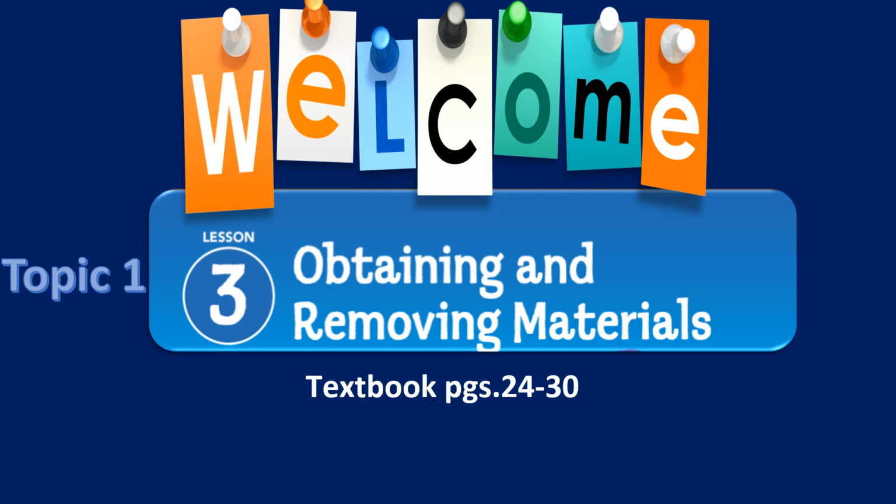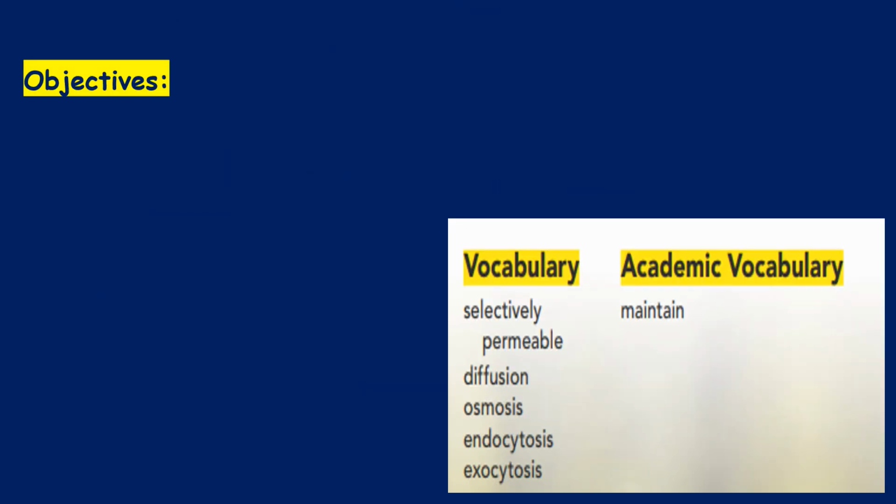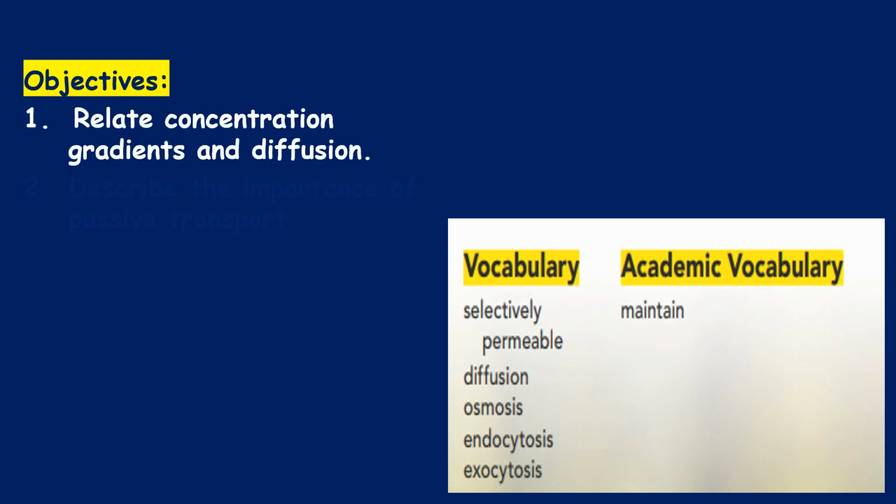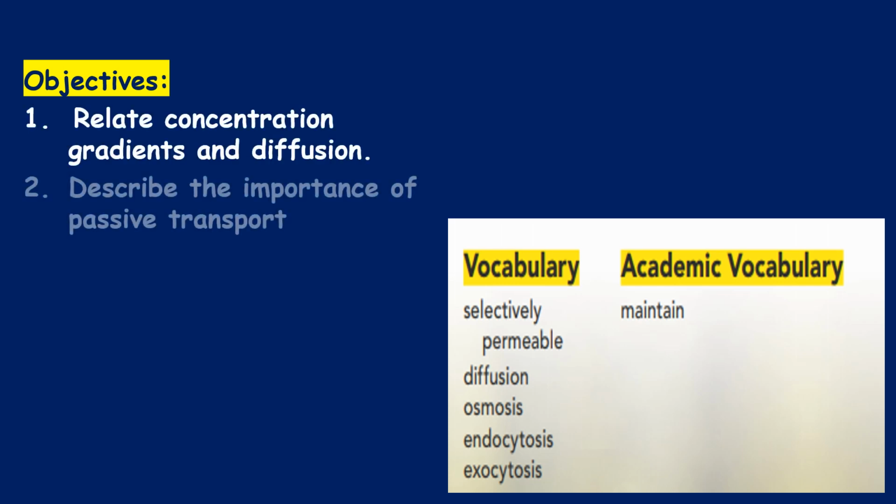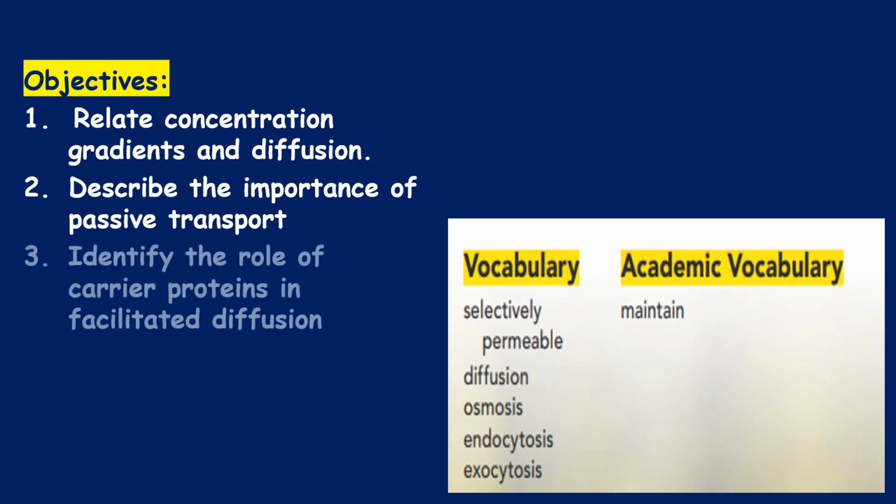Let's start. The objectives of our lesson: Number 1, relate concentration gradient and diffusion. Describe the importance of passive transport and identify the role of carrier proteins in facilitated diffusion. We have to cover some vocab in our lesson: permeable, diffusion, osmosis, endocytosis, and exocytosis.